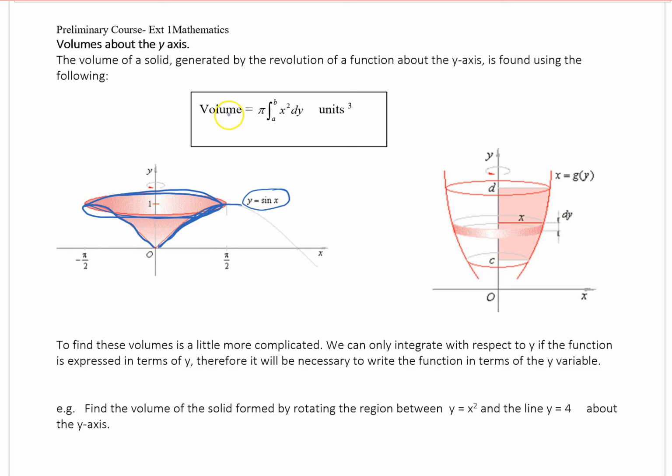Then the formula becomes volume equals pi integral a to b, so in this case our a would be 0, our b would be 1, of x squared dy. So we're going to be needing to make x the subject and then square it. What you're going to find is a lot of the functions, when you make x the subject, will have a square root in them. That is just because you ultimately then will square it for the volume calculation.